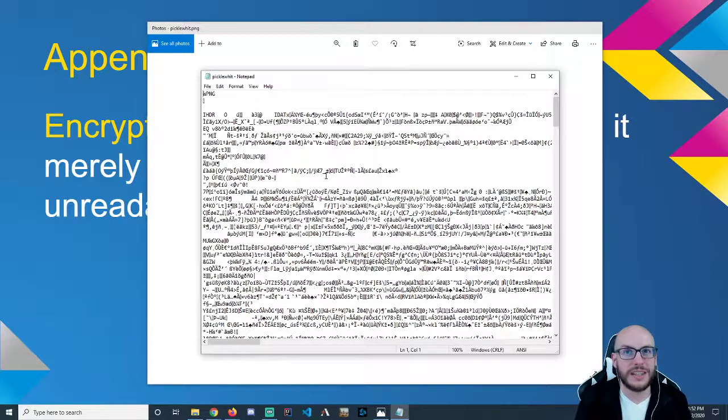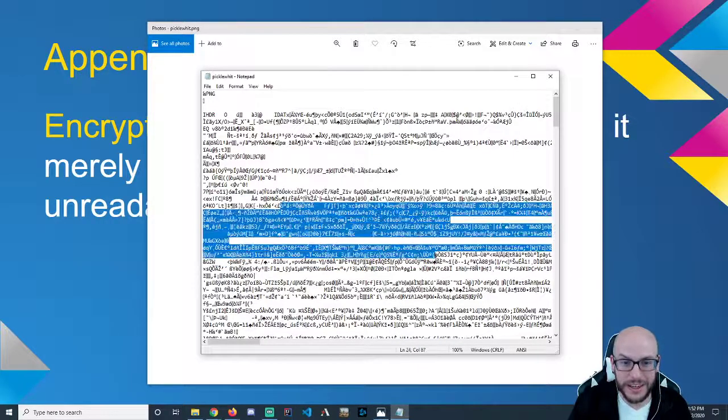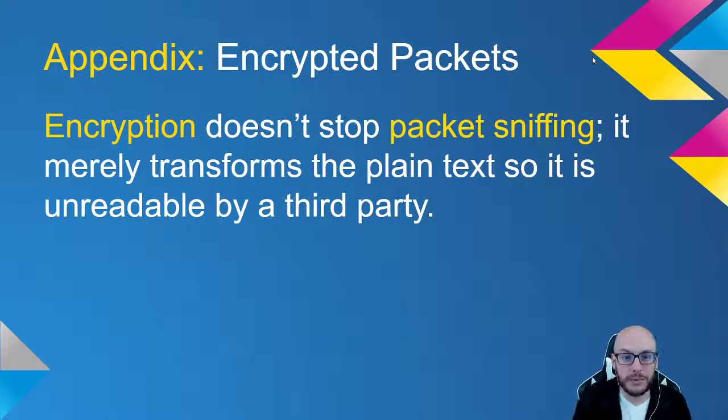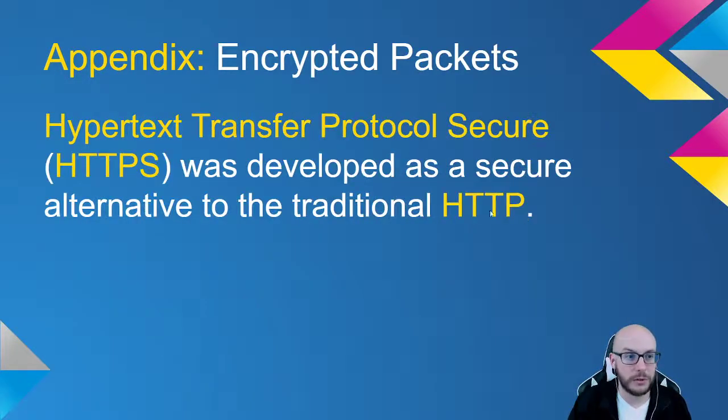What encryption does is it doesn't stop you from getting a hold of the packet, right? Packets pass through routers all of the time. What encryption does, it says, I don't care if you get a hold of the packet, you can't read it anyway because it looks like just hot garbage. That's the idea. So what encryption does, it doesn't stop you from getting a hold of the packet. It merely transforms the plain text so it is unreadable.